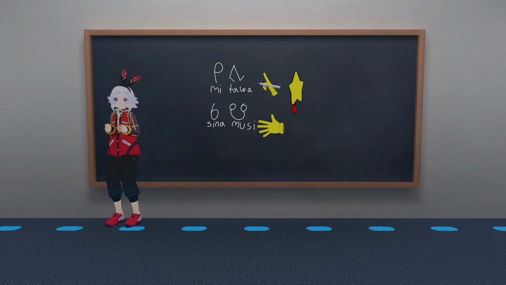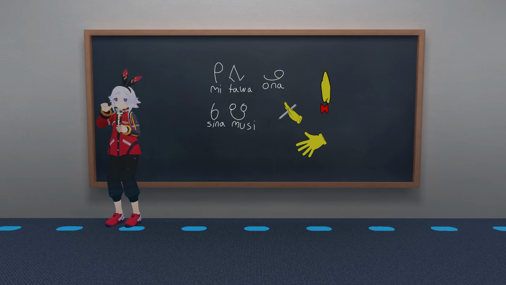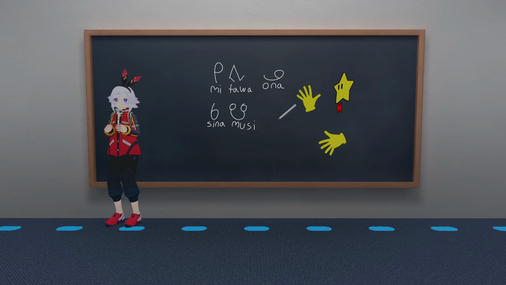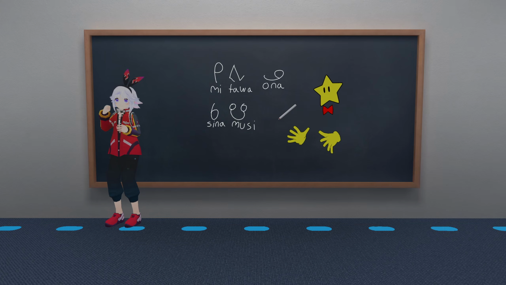So now that we've got the basic idea of forming sentences like these, there's another pronoun, and it introduces another rule. The next pronoun is ona. O, n, a. Ona is a third-person pronoun.